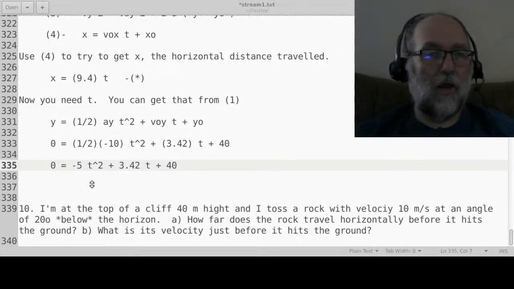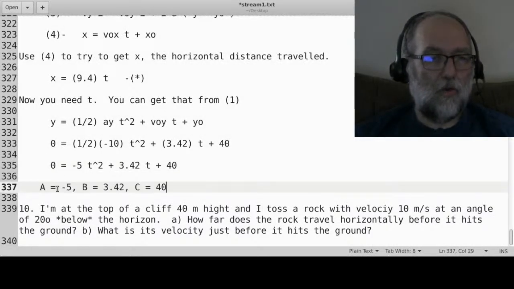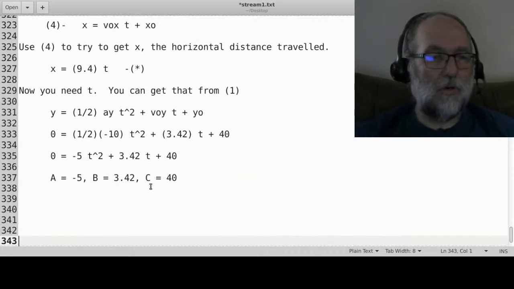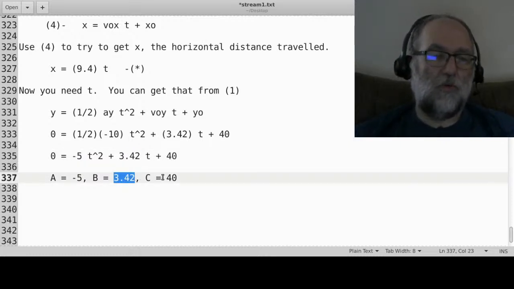Anyhow, here we are. That's the equation, simplified a little bit. You can just identify the A, B, and C coefficients because you have to use the quadratic formula. And here are the coefficients. A is negative 5 right there. That's the coefficient for your t squared term. B is the coefficient for the t term, the linear term, which is 3.42. And then C is the constant term.